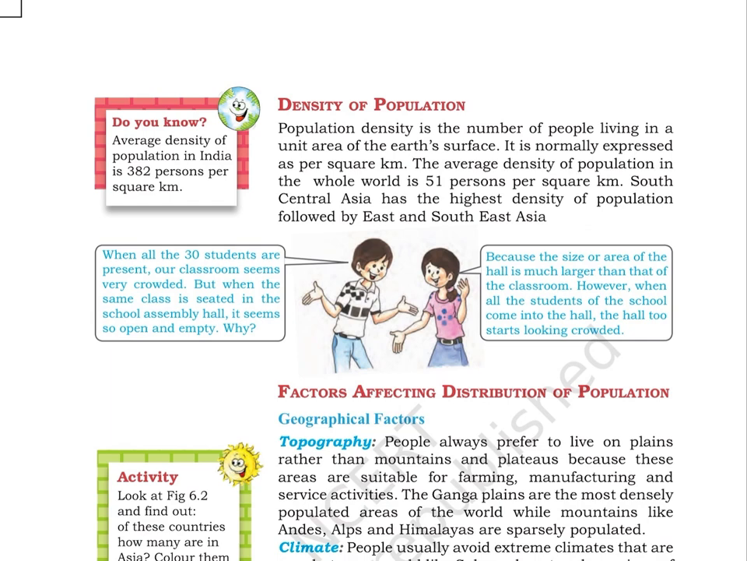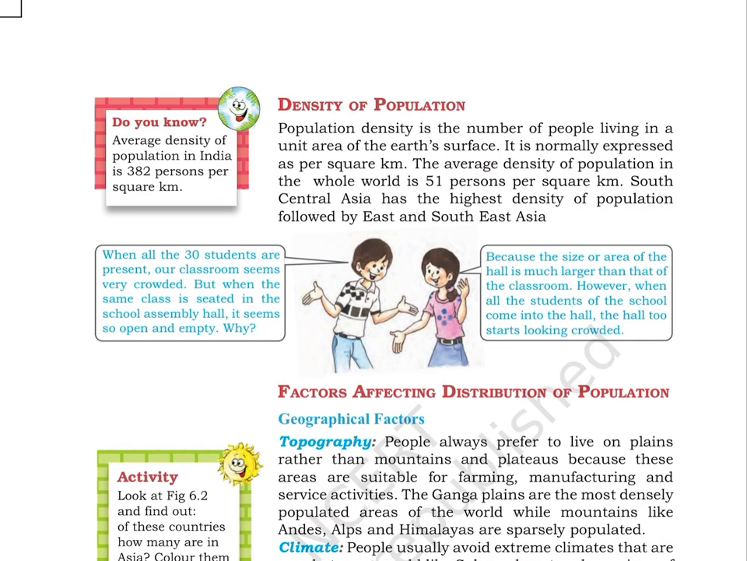On the top left side of page number 64, there is a Do You Know box which reads, average density of population in India is 382 persons per square kilometer. Factors affecting distribution of population. Geographical factors.